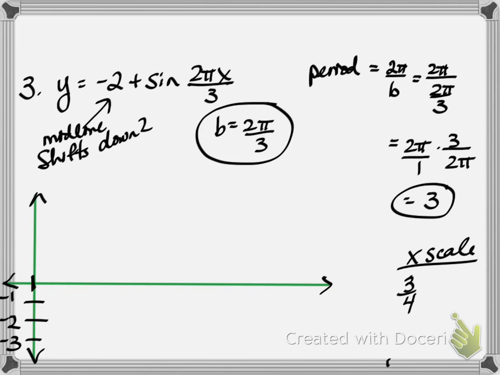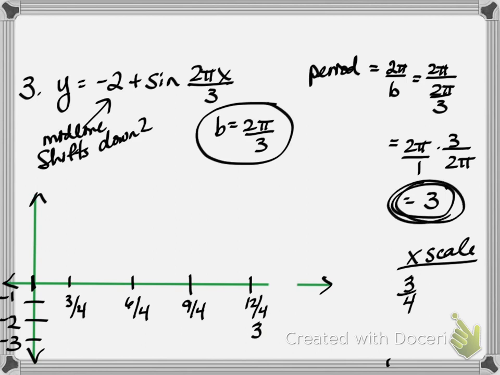We're going from 0 to 3, and we're going to count by 3/4. So 0 plus 3/4 puts us at 3/4. 3/4 plus 3/4 puts us at 6/4. 6/4 plus 3/4 puts us at 9/4. And 9/4 plus 3/4 puts us at 12/4, which is 3. I'm just going to move my little 3 over a little bit. So that's our 3. That's where we're supposed to stop. Period length of 3.